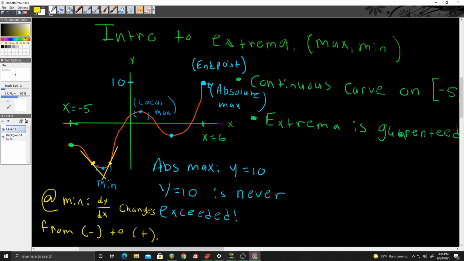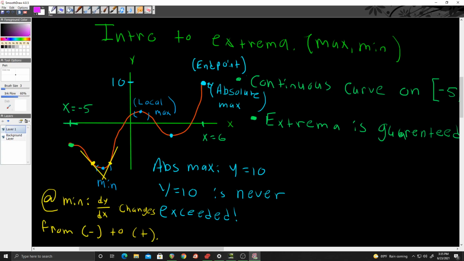So if you were ever tasked, and you will be tasked with this, with showing that something is a minimum, if you have to justify your answer, and you always have to justify your answer, you're going to show that to the left of the minimum, the derivative is negative, and to the right of the minimum, the derivative is positive. But that is not enough. There's one more thing that we have to keep in mind, and that is what happens at the minimum itself.